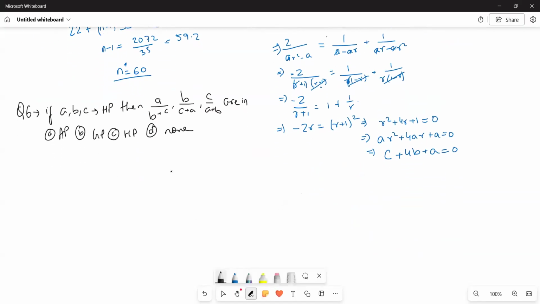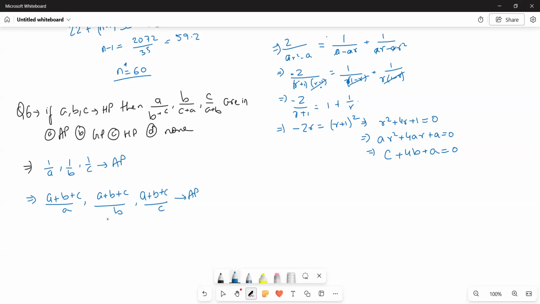So it's a very simple question based on the properties. No calculation needed in this. ठीक है, इसको calculations नहीं करना है. We'll just use properties, which is like, if A, B, C are in HP, this would imply 1 by A, 1 by B, 1 by C are in AP. But then that would imply that A plus B plus C by A, A plus B plus C by B, and A plus B plus C by C will also be in AP.